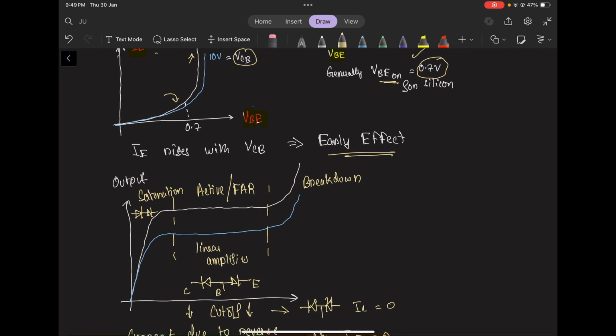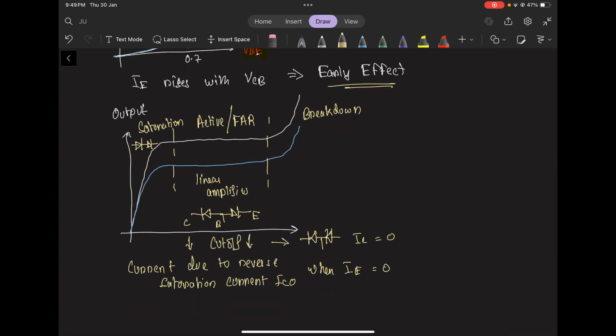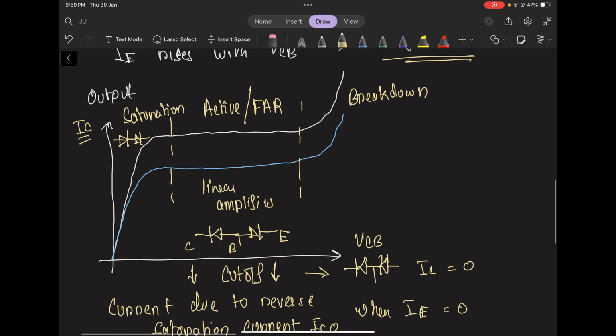Now, if we talk about output, we basically check the current IC, the collector current, with respect to VCB, or collector base voltage. This is the part which is important. This region over here is known as the saturation region. This region is known as the active region or the forward active region or FAR.